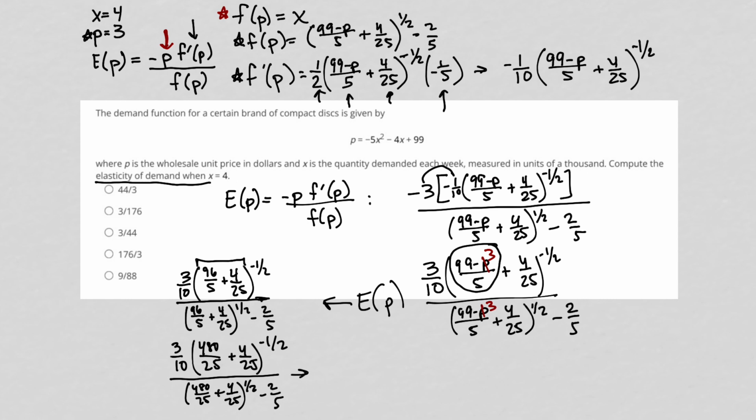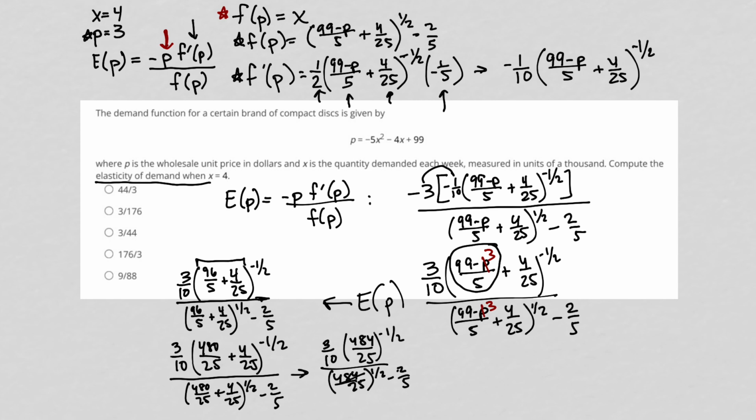Let's keep going. 480 plus 4 over 25, well, that's going to be 484 over 25 to the -1/2. And then here, I'm going to have the same thing, 484 over 25 to the +1/2 minus 2/5. Okay. All right, so let's see.